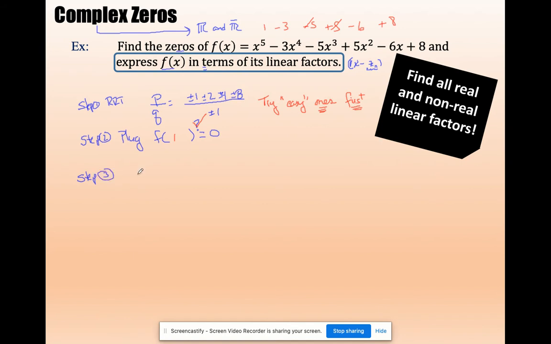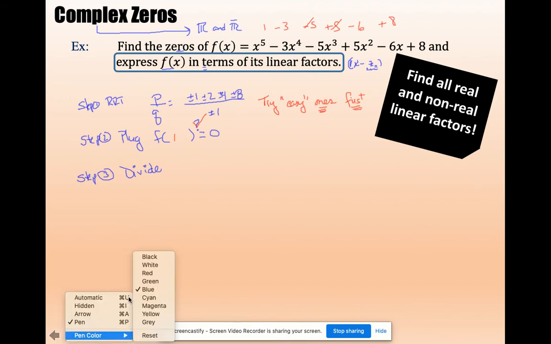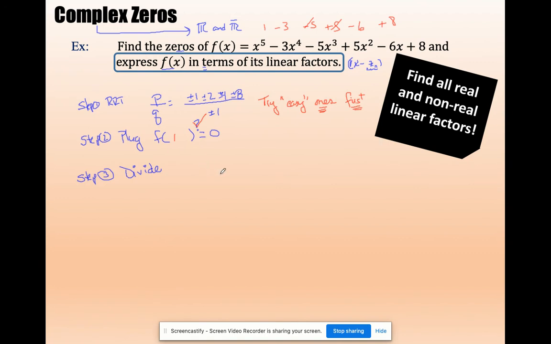I'm sorry, step 3. So take the 0 you just found and divide. I think I'm going to use synthetic division here.